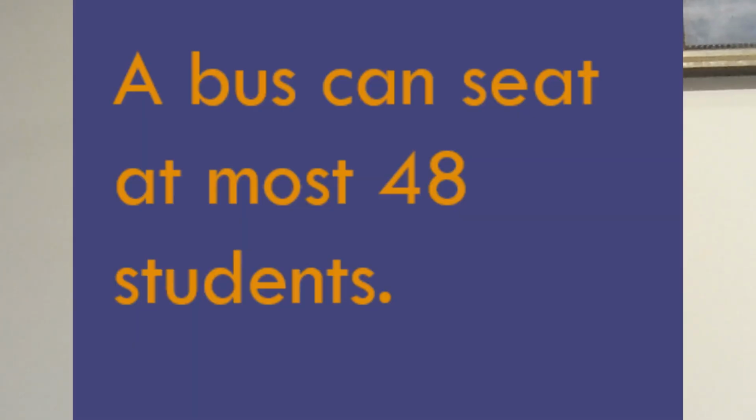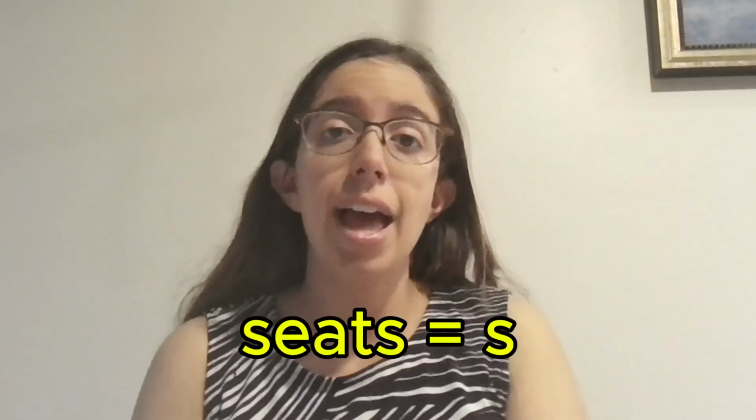Next, we're going to go through a few challenging problems. We're going to define a variable for a situation and write our own inequality using everything that we've talked about. So here's our first one. A bus can seat at most 48 students. So for seats, we're going to call it S. That's going to stand for the number of seats. And we can have at most 48. So we can have exactly 48 seats or anything less, 45, 46, and so on.